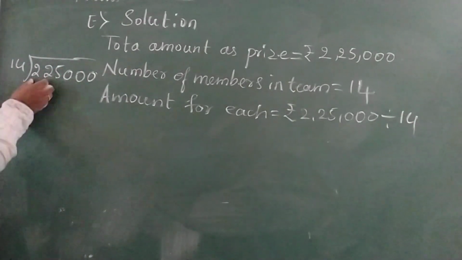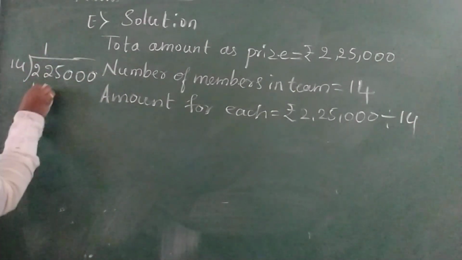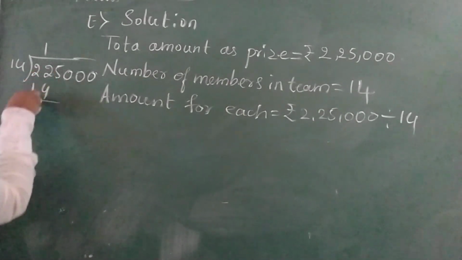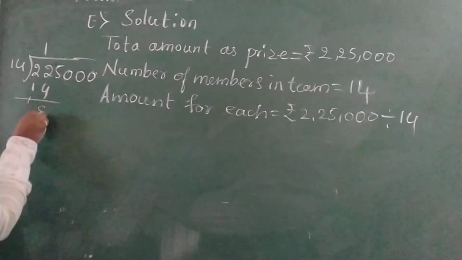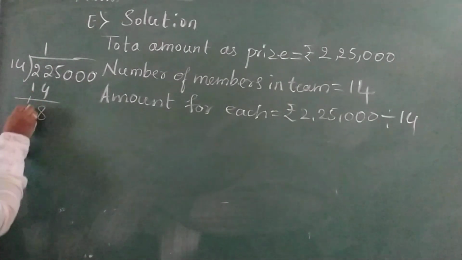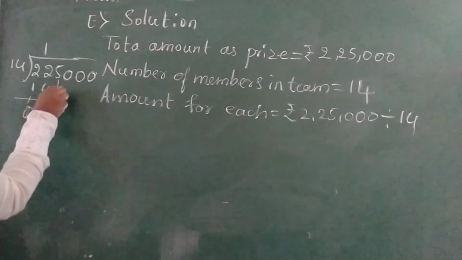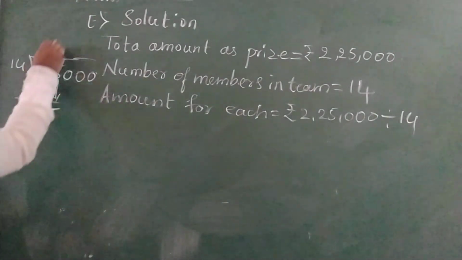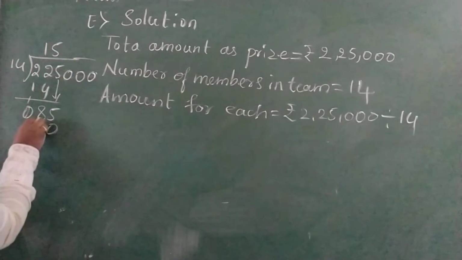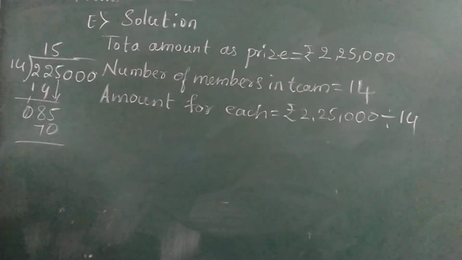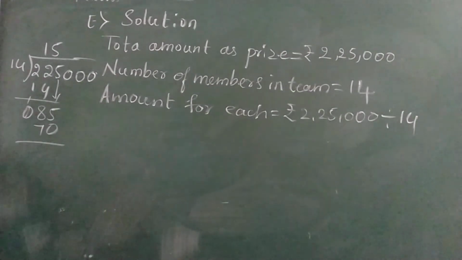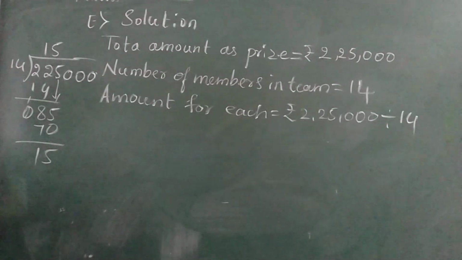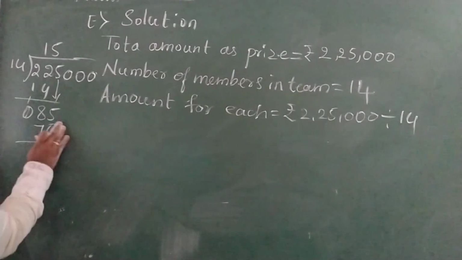So first consider 22. 14 ones are 14. 14 twos are 28 will become. So 12 minus 4, 8. 12 minus 2 minus 2, 0. Take the next, that is 85. Now 14 5s are 70. 5 minus 0, 5. 8 minus 7, 1. So 14 5s is 75.